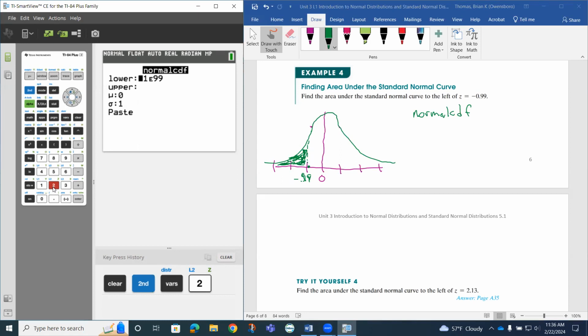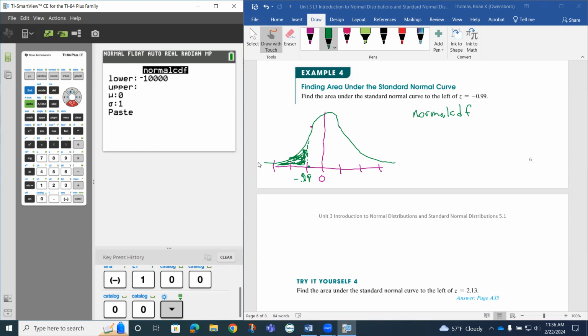Now, the lower bound is going to be to the far left. Mine does this -1e99. If that's not there, what we could do is just use a really small negative number. A lot of times I'll just put a -10,000 in there, and that'll take us far enough over. That takes us to the far left, my left bound, which is almost like saying negative infinity. Then my upper bound is this z-score of negative 0.99. Remember, when we're doing z-scores, the mean is 0 and the standard deviation is 1, so we don't have to change those.